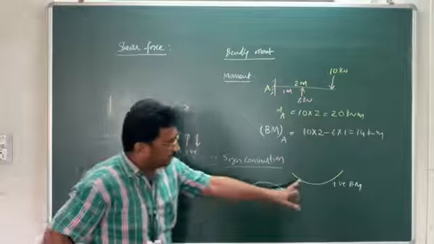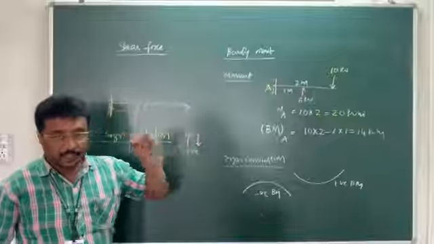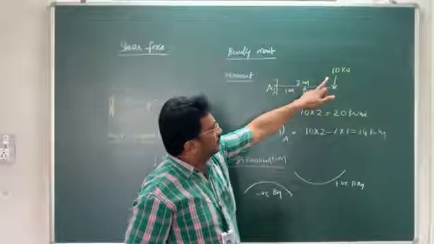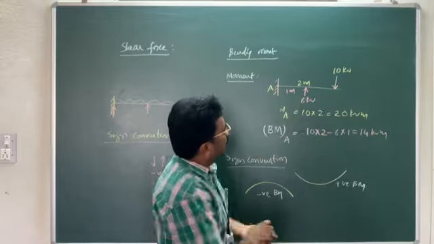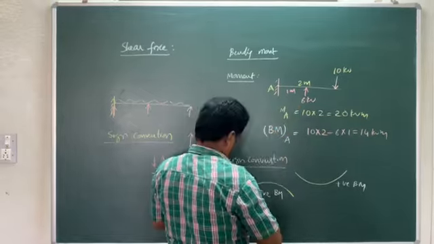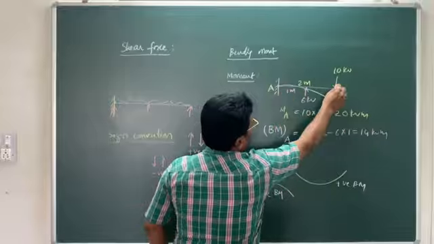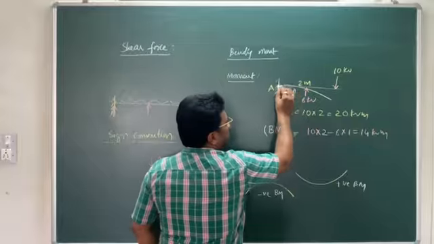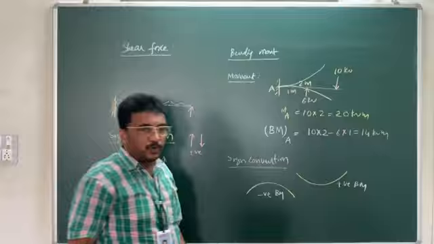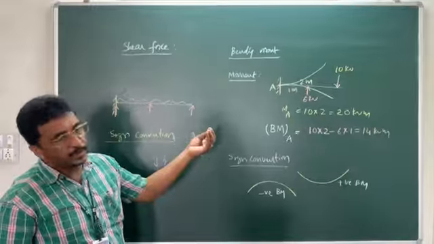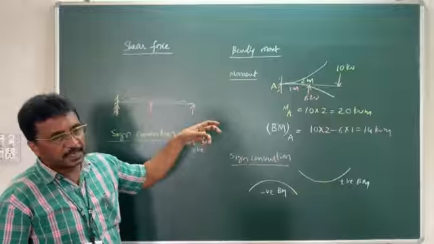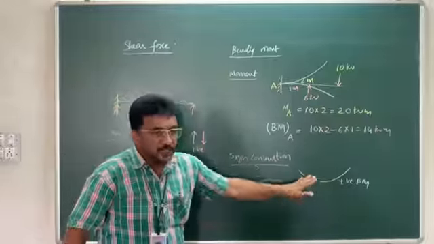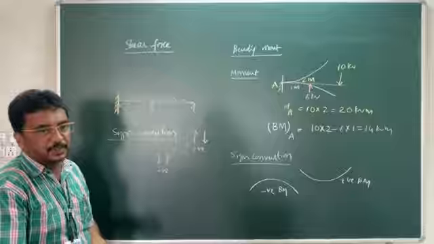So how do you get the sagging or hogging based on the direction of the load? Suppose you consider this beam here, the 10 kilonewtons load is going to bend the beam in the hogging direction. It is going to be bent like this because of this load. Similarly, because of this load, it is going to bend like this. So how the load is going to push the beam such that the beam gets the shape, maybe sagging or hogging, based on that we will have the sign conventions for the bending moments.